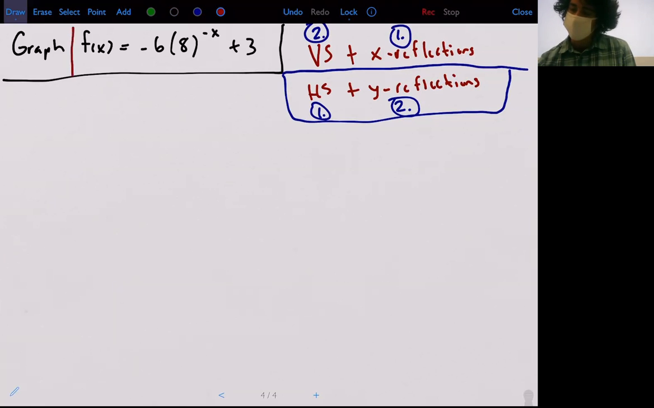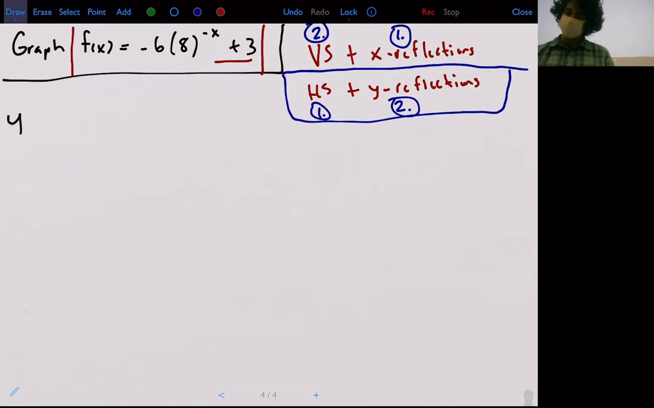Now, in this particular function here, what we do have is we have two types of reflections, and we have this vertical shift here. And what we want to do is remove these transformations and get the base graph without any transformations applied to it. So what transformation do we want to take off first here? Right, yeah, so we want to get rid of this vertical shift first.